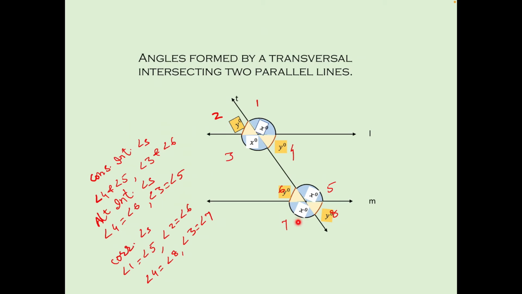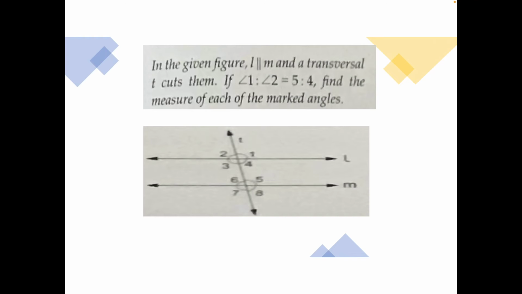So in short, you can say angles 1, 3, 5 and 7 are of the same measure, and 2, 4, 6 and 8 are of the same measure. So by showing these relations, you can find out the remaining 7 angles if you are given the measure of one angle. Now on the basis of this, let's solve the very first question that we saw in the beginning.